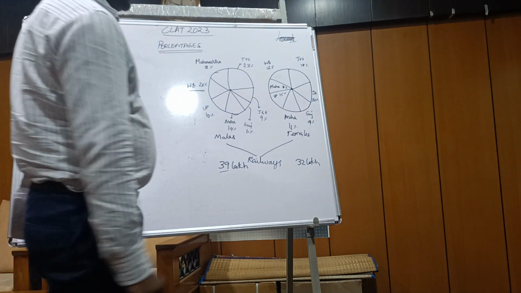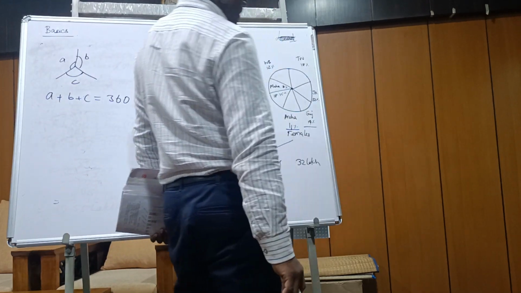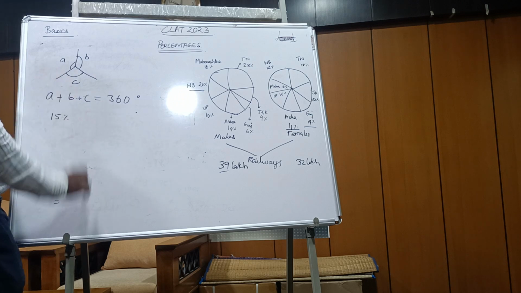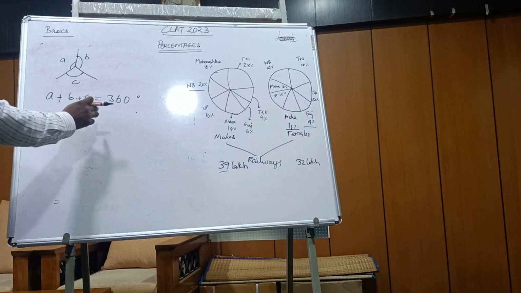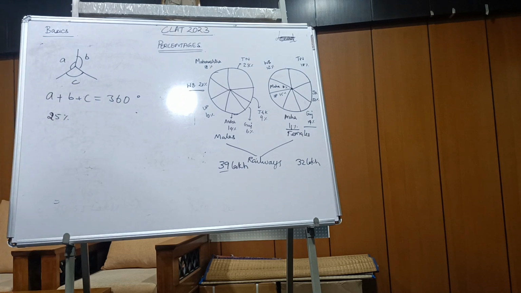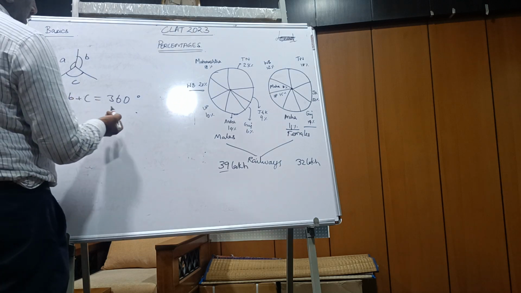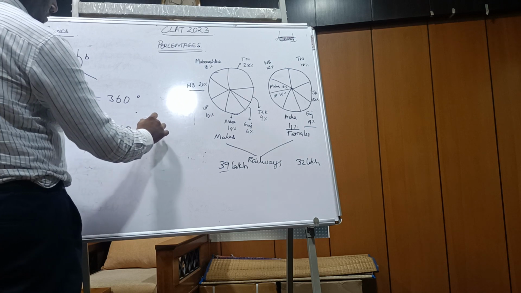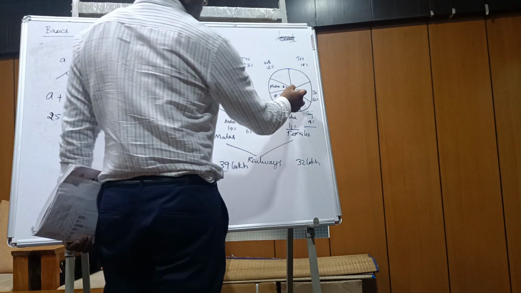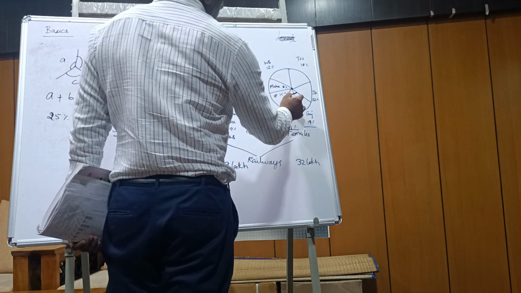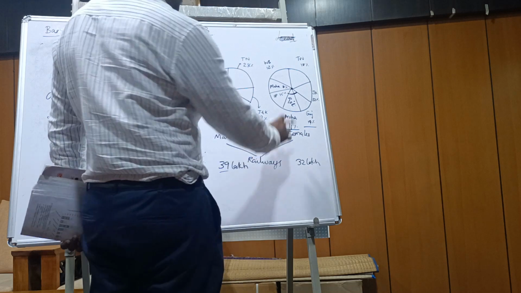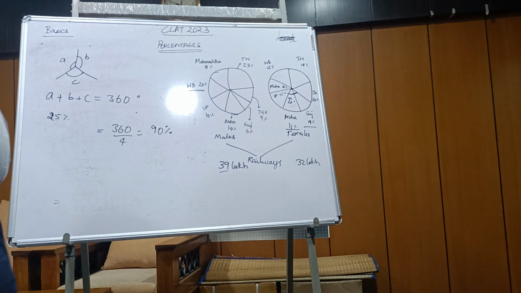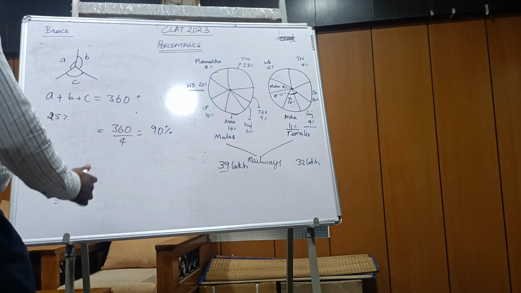Now they are telling us to find the angle subtended by Andhra and Gujarat. If you add these, the percentage is 25%. We know that the whole angle is 360 degrees, and the 25% of 360 is 360 divided by 4, which is equal to 90 degrees. So this angle which it subtends at the center is equal to 90 degrees. Hope you are all clear with this. The option is option D.